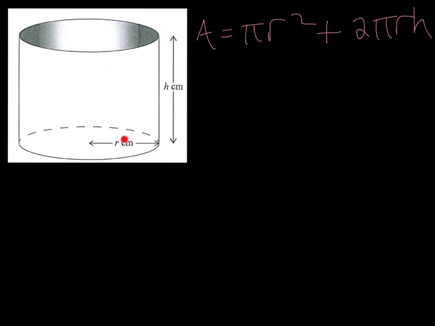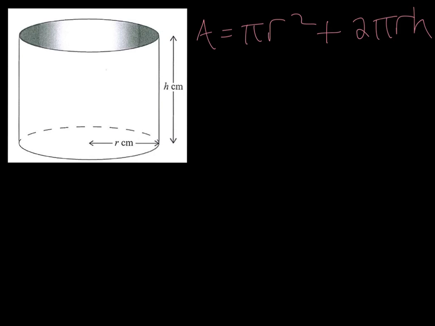So this part here is the base, so that's just the area of the circle, and then the second half is kind of the internal walls. So we found the circumference of the top, and we've multiplied that by the height, and that will give us the internal area of the cylinder.